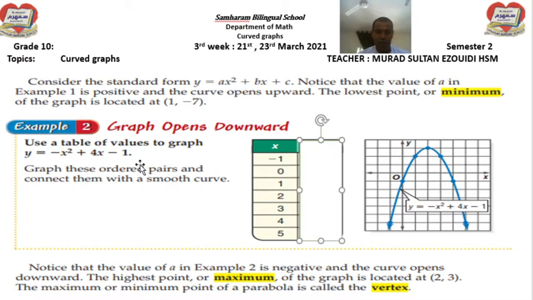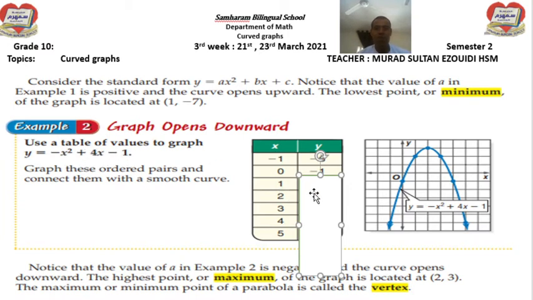Here the value of y when x equals -1: -1 squared is -1, minus 4, that is -5, minus 1, it will be -6. When x equals 0, 0 squared is 0, plus 4 times 0 is 0, minus 1, it will be -1. Then when x equals 1, -1 squared is -1, plus 4 times 1 is 4, -1 plus 4 is 3, minus 1, it will be 2. When x equals 1, the value of y should be 2.